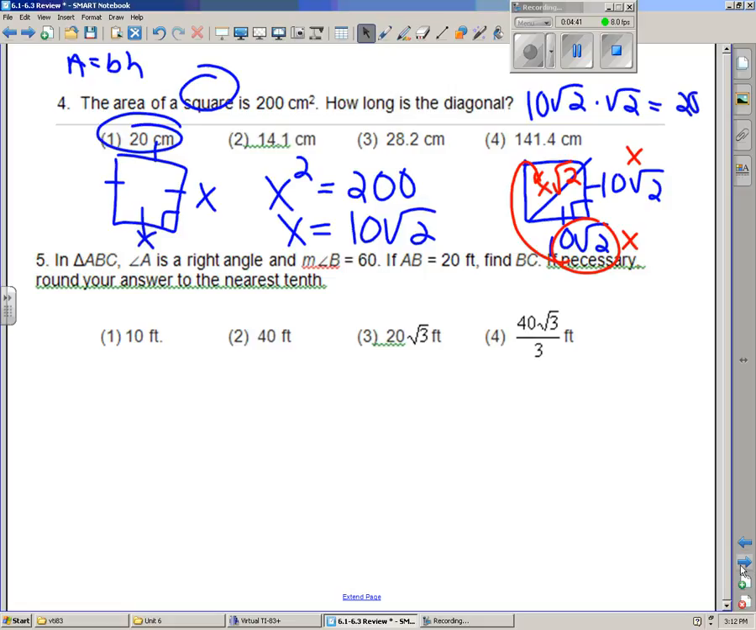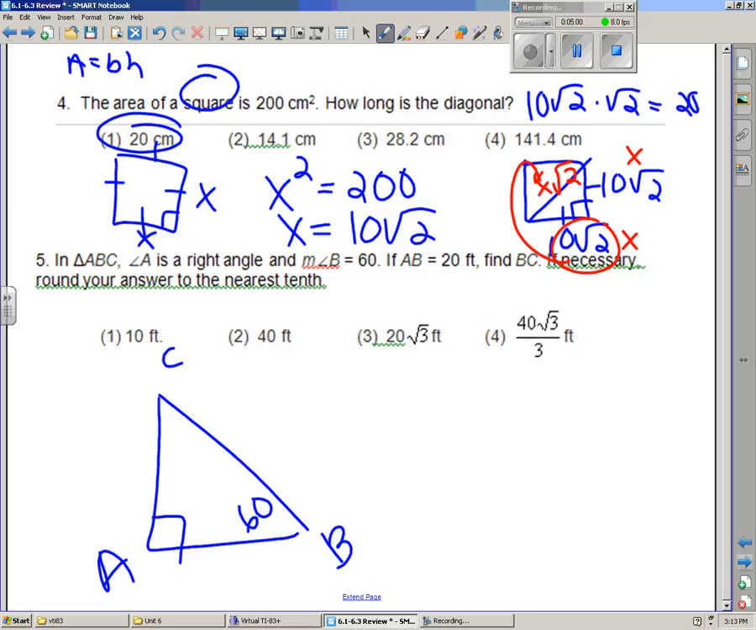In triangle ABC, angle A is a right angle, B is 60. If AB is 20, find BC. If necessary, round your answer. Okay, so we've got triangle ABC, we know A is a right angle. It doesn't matter where B goes. I'm going to put B here. B is 60. This must be C. This must be 30 degrees.